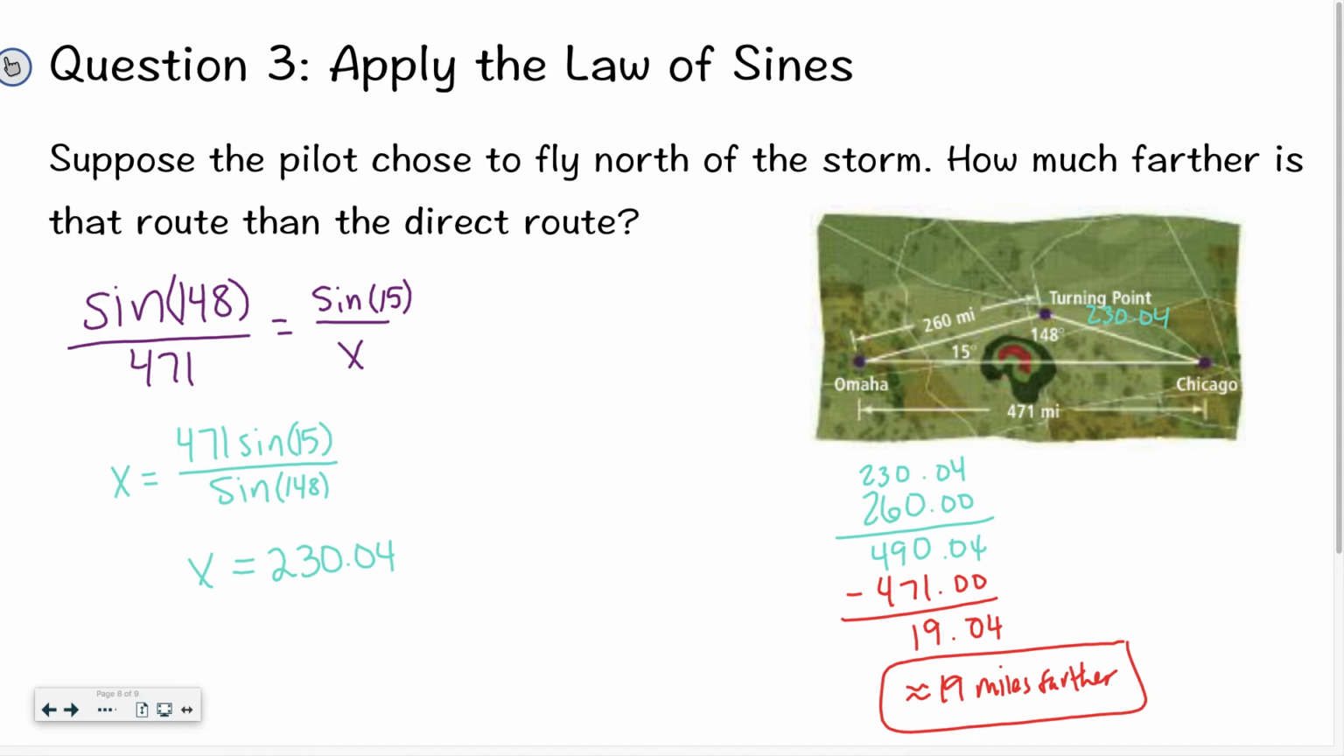All right, hopefully for this one, you said that it was about 19 miles farther. If you set up your law of sines, you should have found that the missing distance was 230.04 miles, and that if you add that to 260, your total distance traveled would be about 490.04. And if you subtract the direct route, 471, you find out that your new route was 19 miles farther. So if the pilot was choosing between the way he went in the first example and this one, this would end up being a shorter distance, okay?